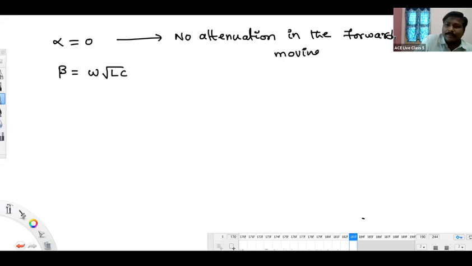Forward moving wave. See, beta equals omega root LC, and it will be in radian per kilometer. So there is a phase displacement. Beta equals omega root LC. This is about gamma briefly for a lossless line.